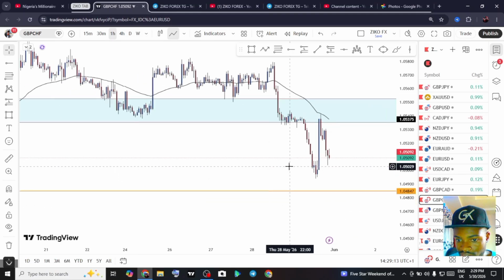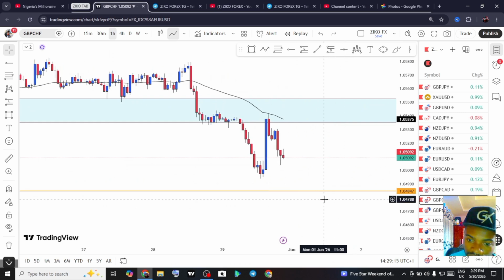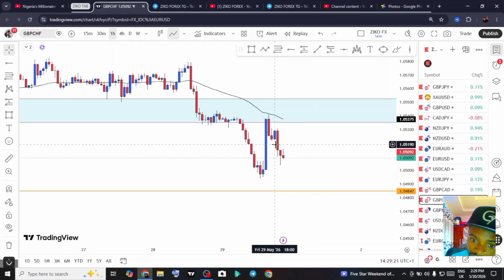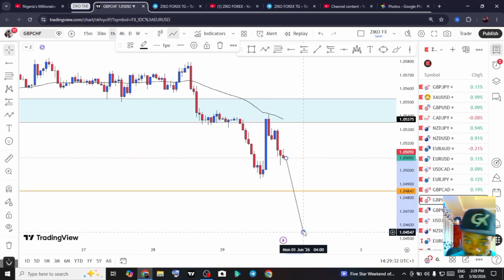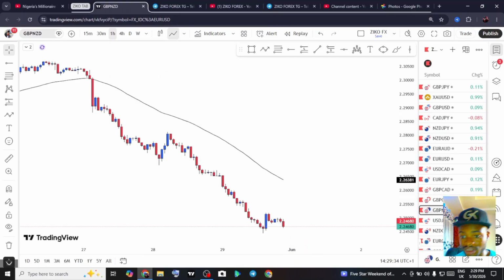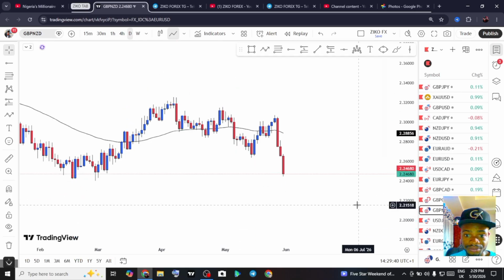The reason I'm not interested in this market is because this is where we are supposed to be taking our final take profit, right? And we don't have good market structure like a clean break and retest to even enter, right? So I believe this market will continue selling to the downside, but I don't know how to enter the market. So that's that for GBP CHF. GBP NZD, let us see what we have on this market.